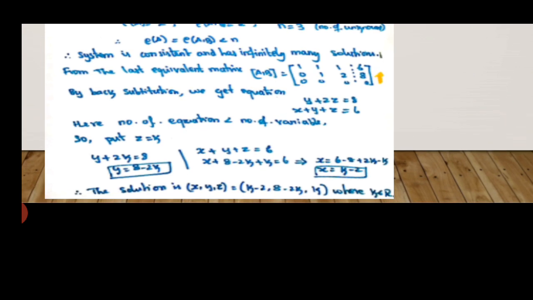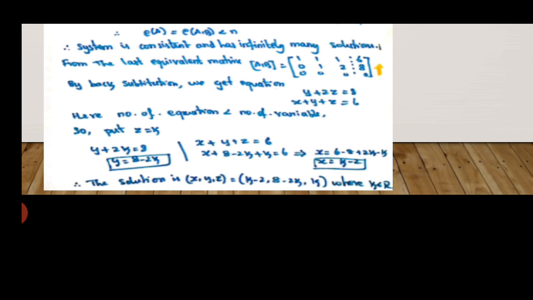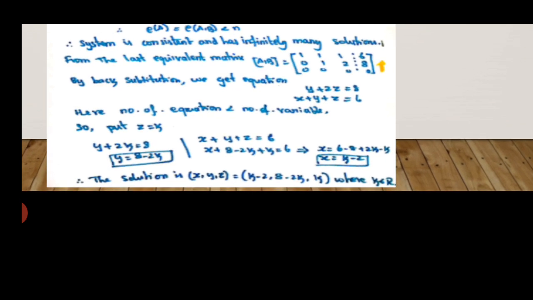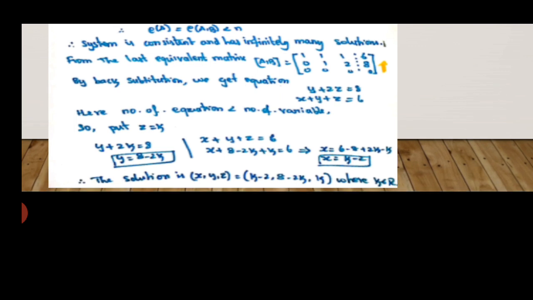But the second row we can frame an equation. In the second row the x coefficient is 0, so leave it, but for y we have 1 and for z we have 2, so y plus 2z is equal to 8. And the first row we can make as an equation: 1 1 1 6 means x plus y plus z equal to 6. This time we got two equations, but they are using three variables. So the number of equations is 2 and the number of variables is 3, so they are not equal, right? So we have to make it equal.